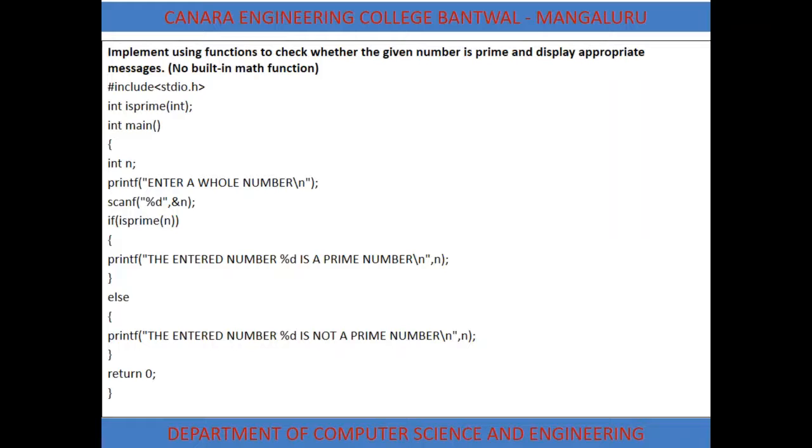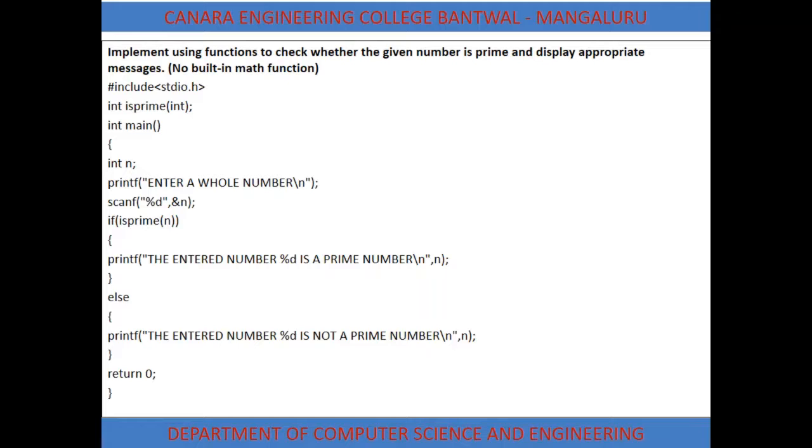So now #include <stdio.h>, that is the header file which consists of the standard input and output functions. Next, int is_prime. is_prime is the name of the function which will check whether the given number is prime or not, and it will return the result back to the main function. So I have given the return type as integer, and it accepts an integer. So within the brackets I have given int. So int is_prime(int). So I am declaring the function.